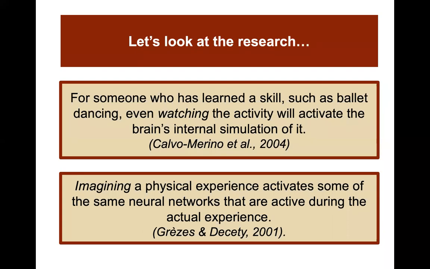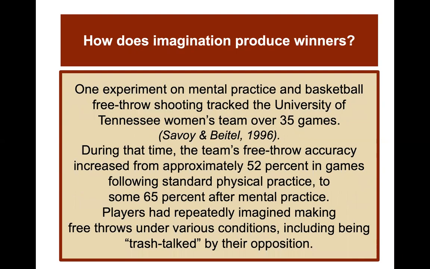Imagining the physical experience activates some of the same areas within their brain as if they were actually doing the particular experience. One experiment on mental practice and basketball free throw shooting tracked the University of Tennessee women's team over 35 games. During that time, the team's free throw accuracy increased from about 52% in games following standard physical practice to some 65% after mental practice. Players had repeatedly imagined making free throws under various conditions, including being trash talked by their opponents.